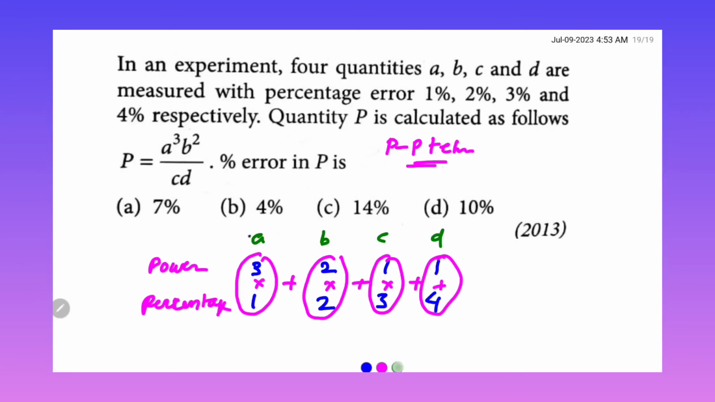So you can write here now 3 1s are 3, plus 2 2s are 4, plus 1 3s are 3, plus 1 4s are 4. So your answer is ready here. 14% is going to be your answer. Hope you have enjoyed.